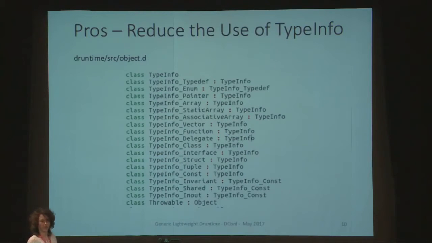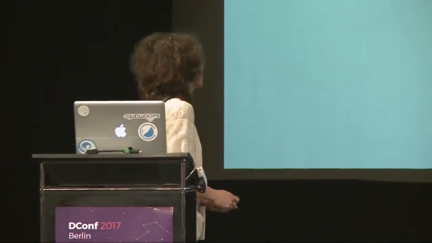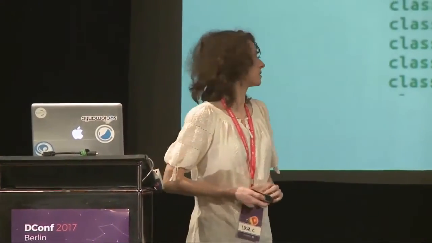Then what about the runtime? How is the runtime going to change after this? So as you can see here, this is the TypeInfo inheritance chain in object.d, which is the main file from the runtime. And well, as I mentioned, there's a lot of duplicate code there. There's dynamic dispatch all through this inheritance chain, depending on how those classes inherit each other. There's a lot of indirections, and I'll get back to that.